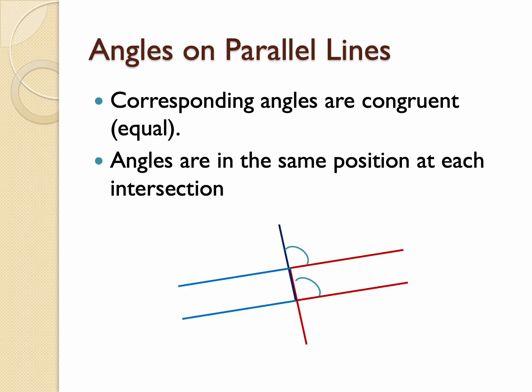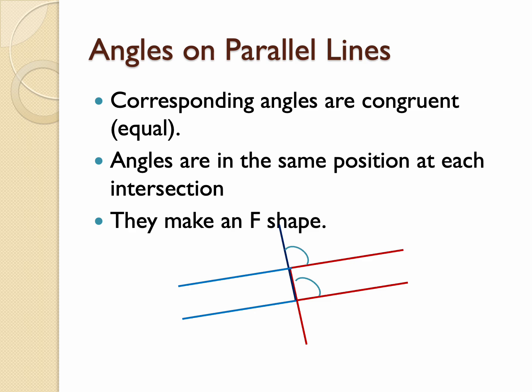So you can see that the transversal is intersecting the two parallel lines, and the two highlighted angles on your screen are sort of in the same position at each intersection. So the upper angle is at the top intersection of the two lines, and the lower angle is at the bottom intersection of the two lines. It's like they're facing in the same direction, you may also say that. And they make an F shape.